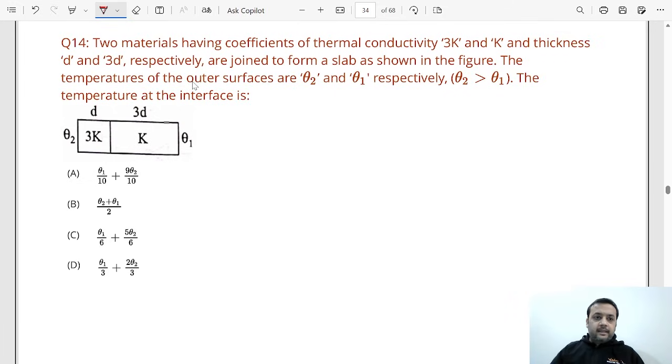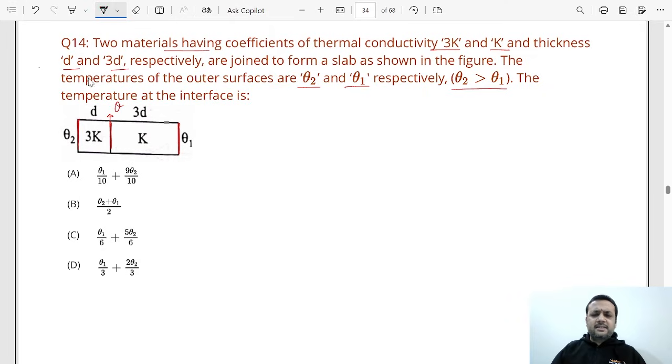All right. In this question, there are two materials having the thermal conductivity 3K and K. Thickness is D and 3D. They are joined to form a composite slab. Temperature of the outer slabs are theta 2 and theta 1. So this surface is maintained at theta 2 and this surface is maintained at theta 1, with theta 2 more than theta 1. So we have to find the temperature of this junction. Let's call it theta.